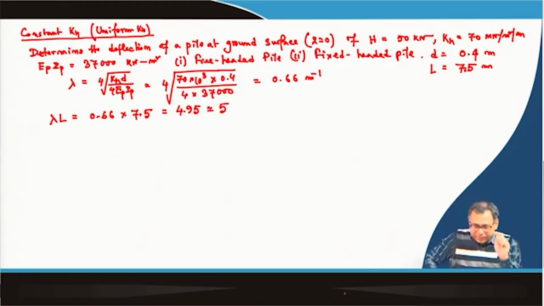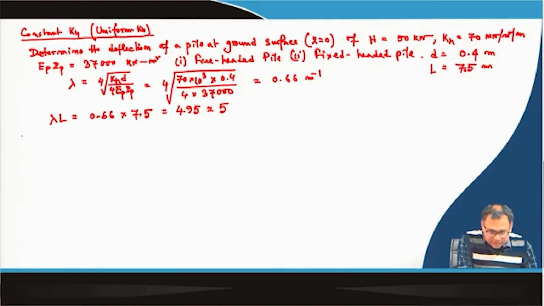So, as I mentioned, if it is within 2.5 to 5, then you can use a pile as a semi infinite beam or a pile as a finite beam. But if it is greater than 5, then you have to go for a pile as a semi infinite beam, but here it is exactly 5. So, you will use both concepts, pile as a finite beam and pile as a semi infinite beam, and let us see whether there will be any difference or not.